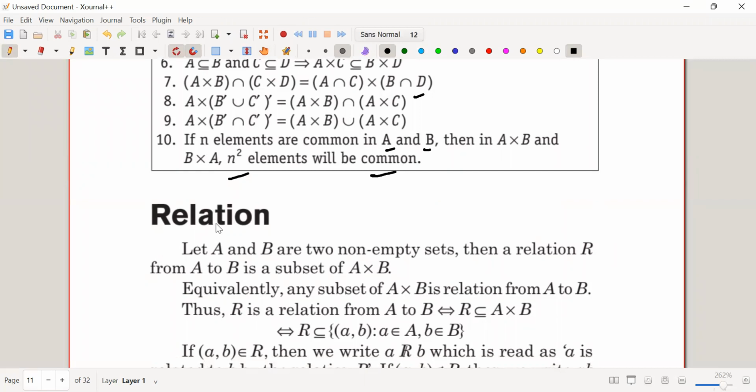If n elements are common in A and B, then in A cross B and B cross A, n squared elements will be common.